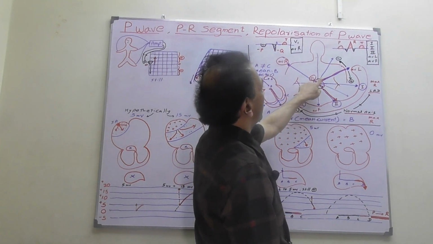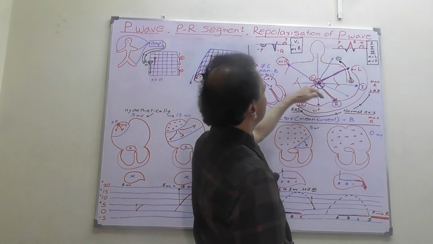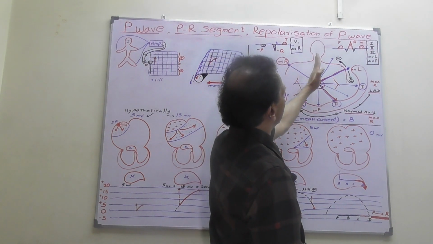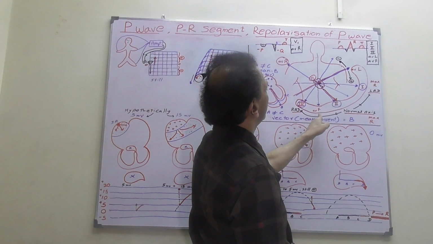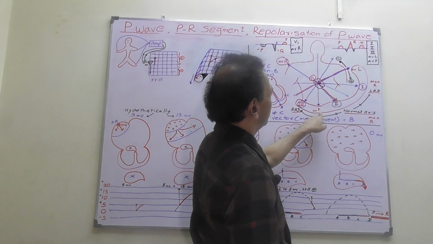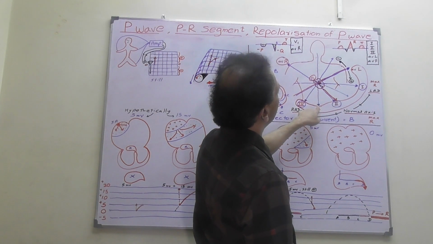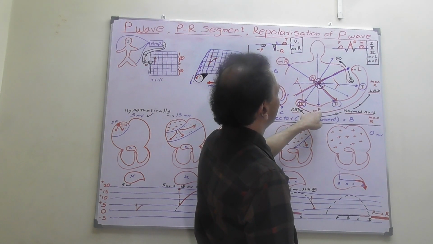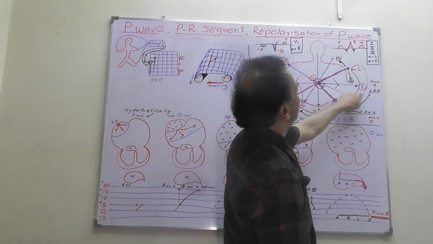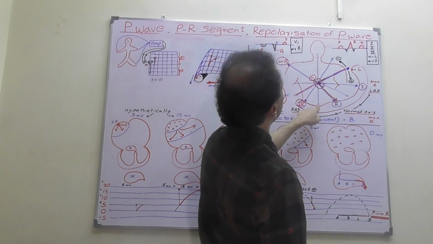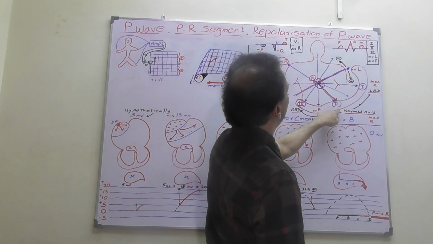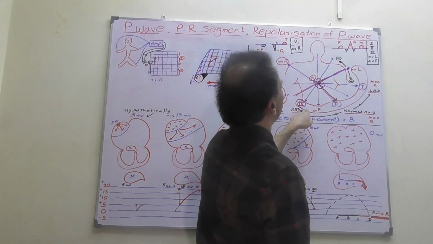Now if the heart is located like this, directly downwards you get the AVF, because F represents the foot, which is down, so you get the downward wave in AVF. The horizontal one is lead 1, and on both sides of the AVF you get lead 2 and lead 3 here.